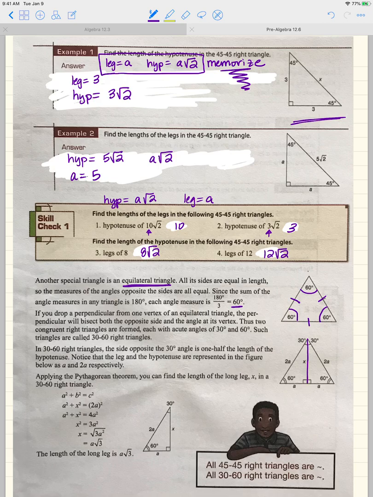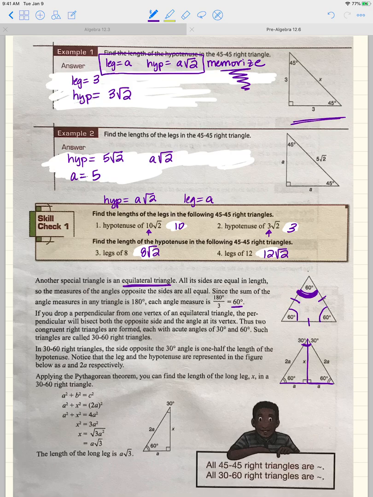That perpendicular will bisect both the opposite side and the angle. Bisect means to cut perfectly in half. So if we cut this 60-degree angle perfectly in half, we get 2 30-degree angles, okay? And then down here, we have perfectly bisected this leg, so the lengths of each of those legs are equal.